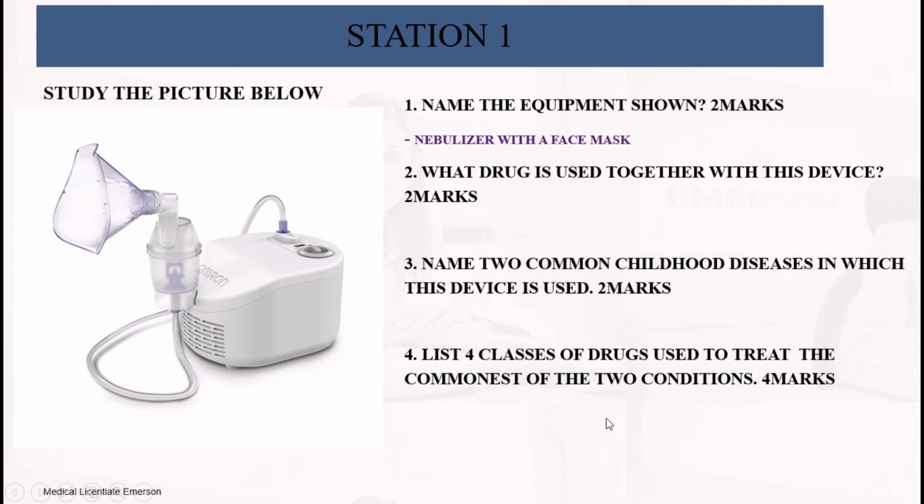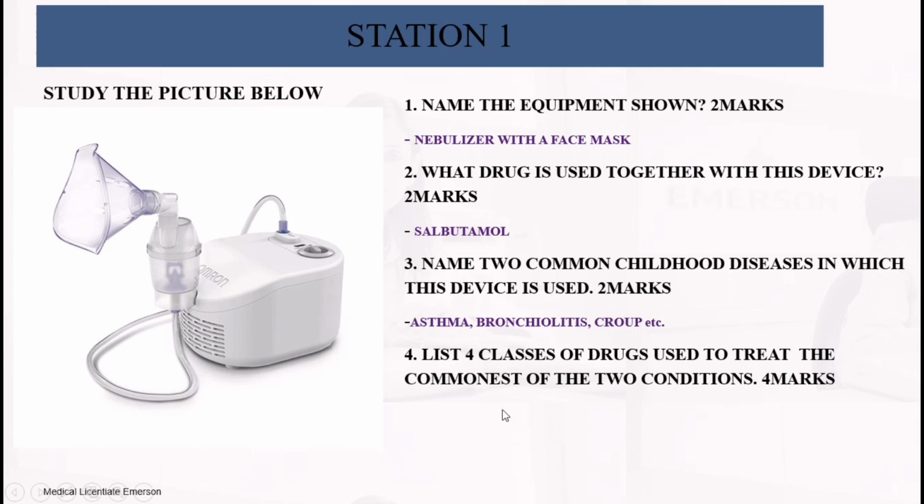Then what drug is used? This is one of the drugs used, salbutamol, but of course there are also other drugs which are used. Since the question was asking what drug, we just picked salbutamol, but of course don't be limited. Okay, name 2 common childhood diseases in which this device is used. So we have asthma, bronchiolitis, and croup. Then of course there are others.